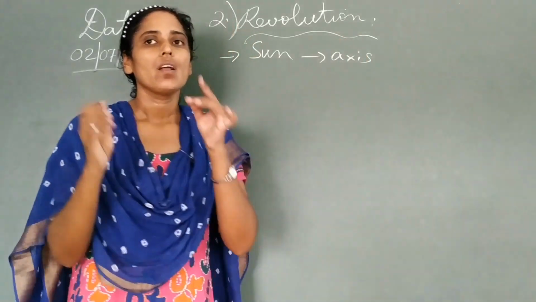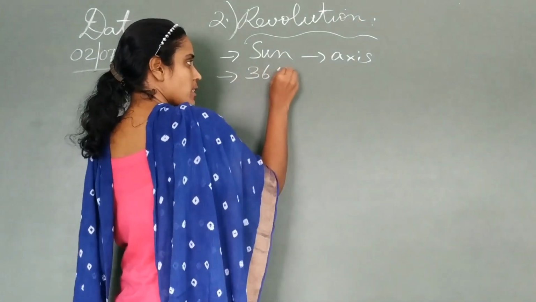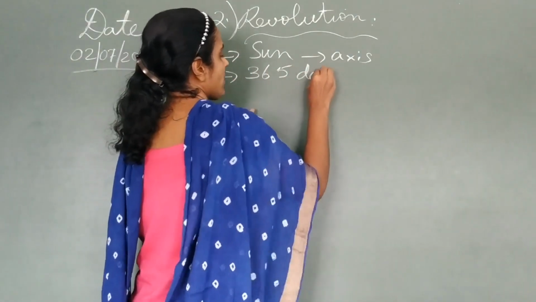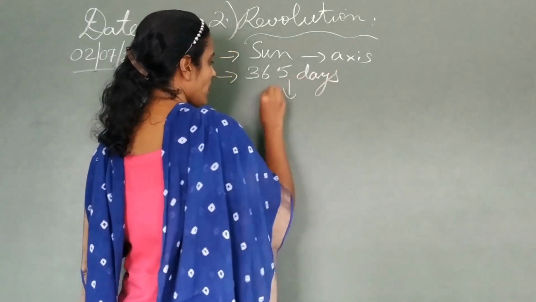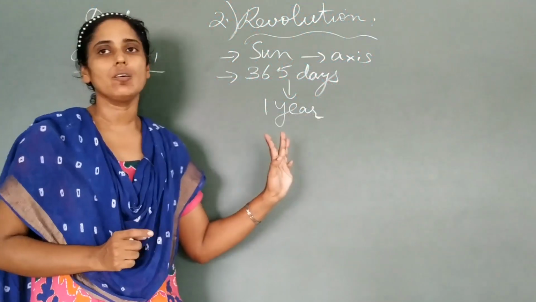Okay, so in this way, one revolution takes 365 days. So students, 365 days means 1 year. Yes, correct. 365 days means 1 whole year. So one revolution means it takes 1 year to complete one cycle of revolution. That is, the earth revolving on its axis around the sun is known as revolution. And one cycle of revolution takes 365 days or 1 year.